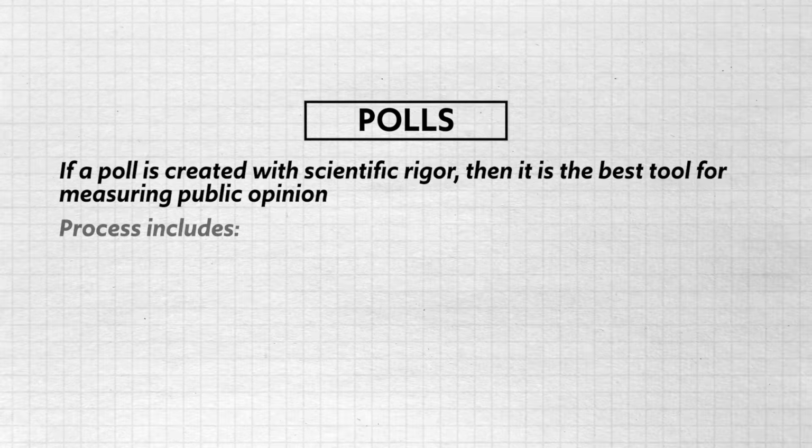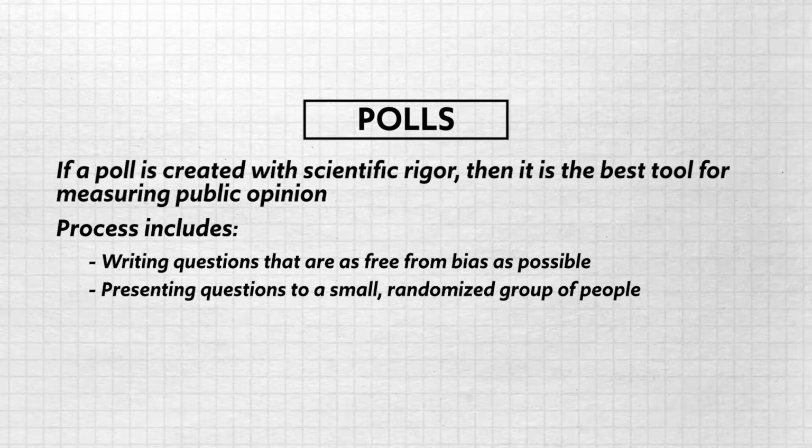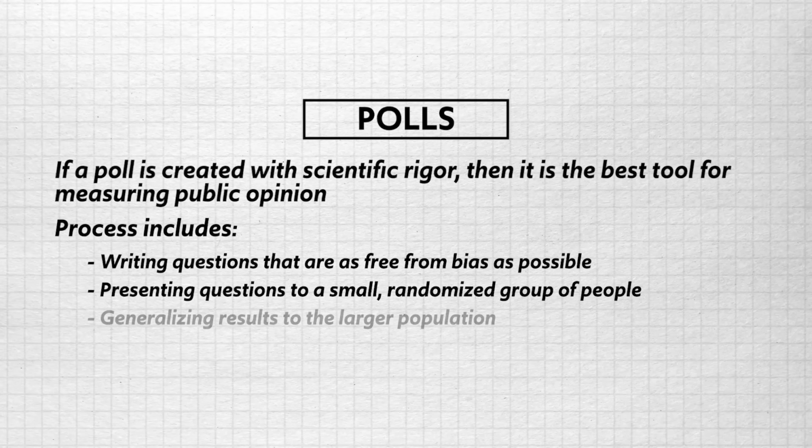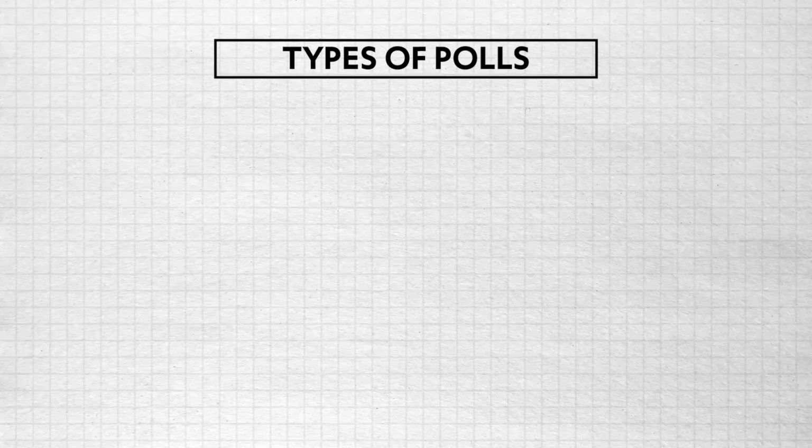The process includes writing questions that are as free from bias as possible and then presenting them to a small randomized group of people and then generalizing those results to the larger population. So first, let's have a look at the different ways pollsters measure public opinion, and then we'll have a look at how they know those results are accurate. So there are 4 different kinds of polls that you need to know.